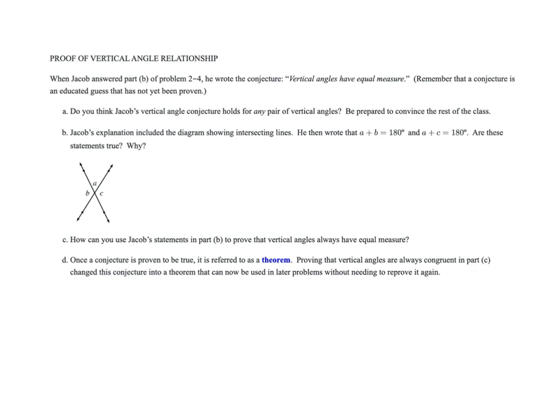We can actually go ahead and prove this conjecture. Do we think it's true for any pair of vertical angles? We can write a convincing argument. So I'm going to look at this argument and say, all right, I know A plus B equals 180 degrees because they make a straight angle pair. I also know that A plus C equals 180 degrees.